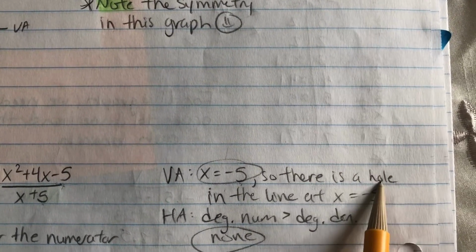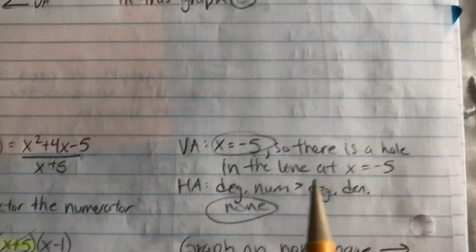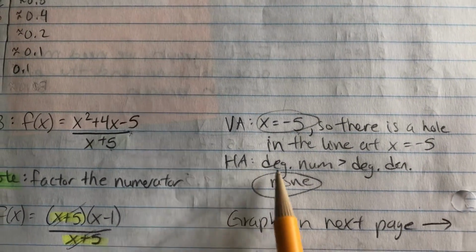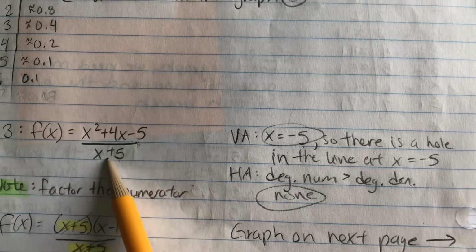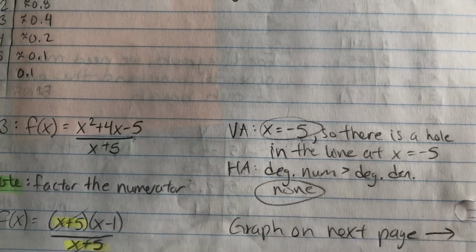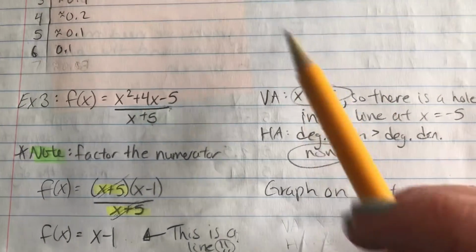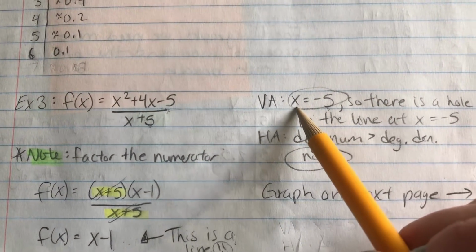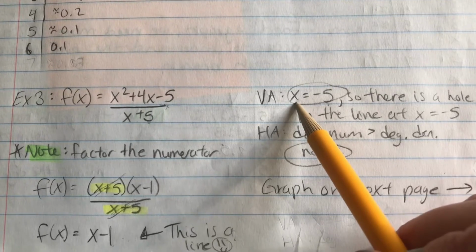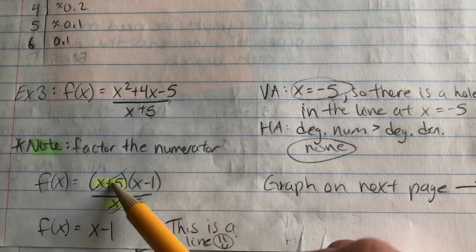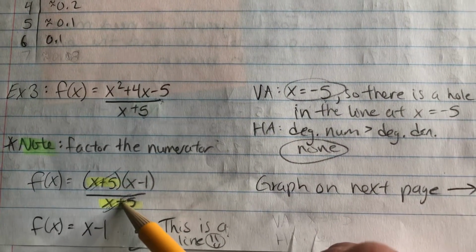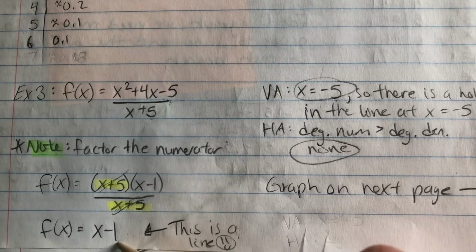As for your horizontal asymptotes, the degree of the numerator is bigger than the degree of the denominator, so there will not be any horizontal asymptotes. Another connection I want you to make before we look at the graph: the vertical asymptote is going to be the factor that cancels out when we create our line. So let's take a look at the graph.